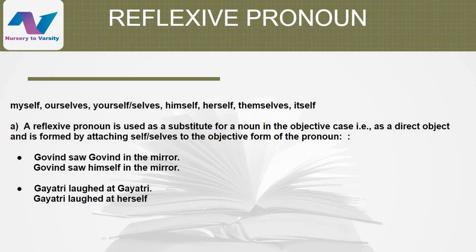Gayatri laughed at Gayatri. Gayatri laughed at herself. As we know, here we have some gender constraints, so that is the reason I've used himself for Govind, being a male, and herself for Gayatri, being a female.